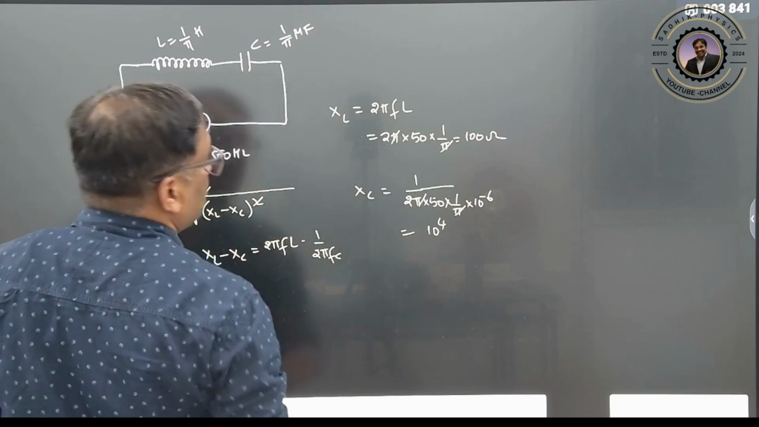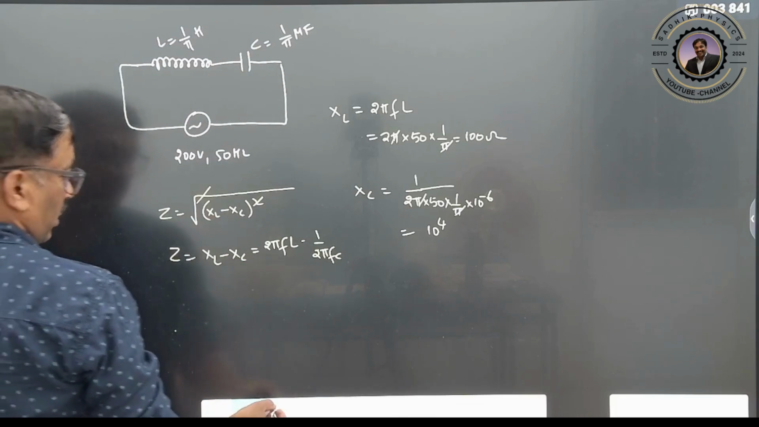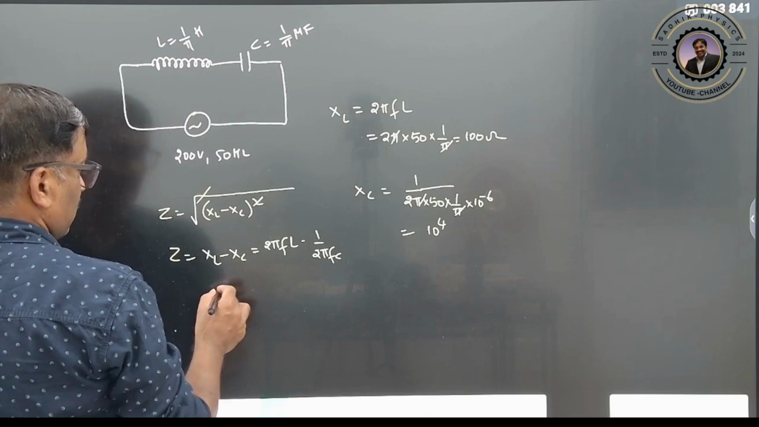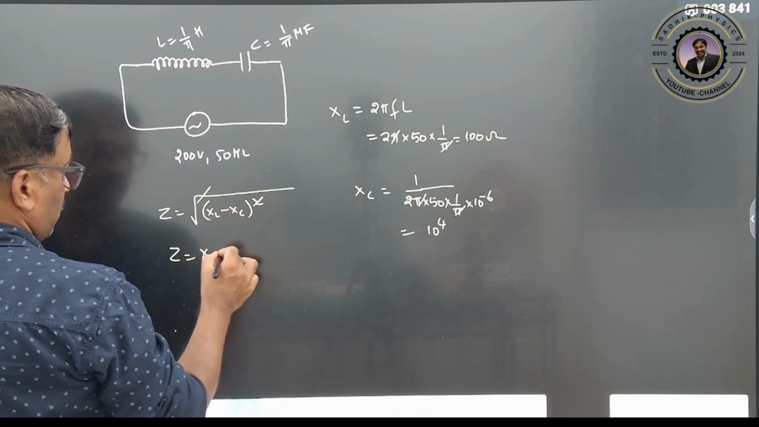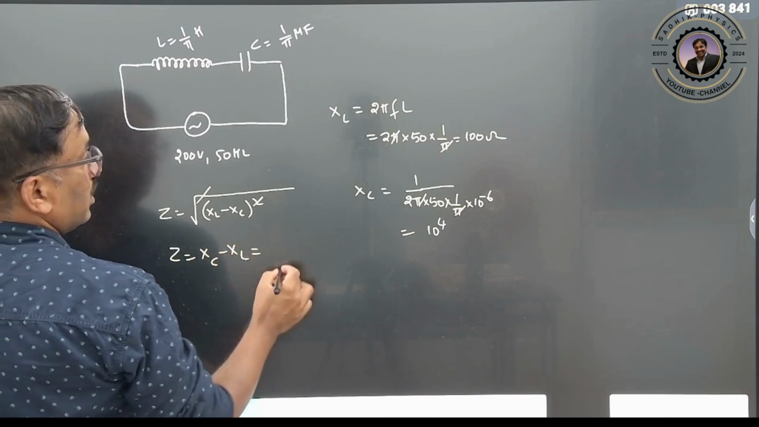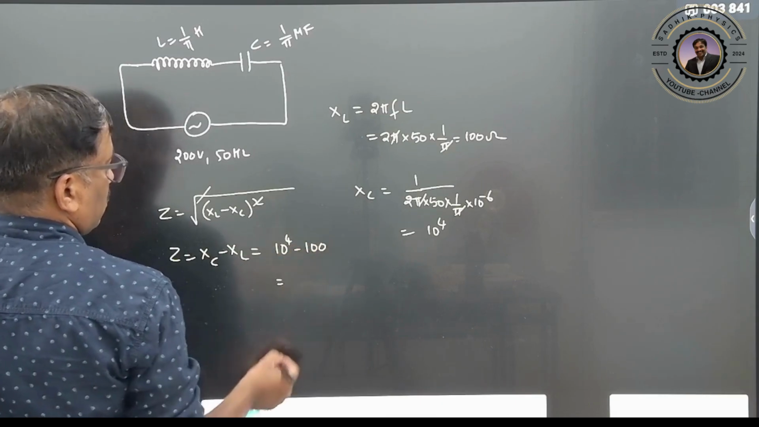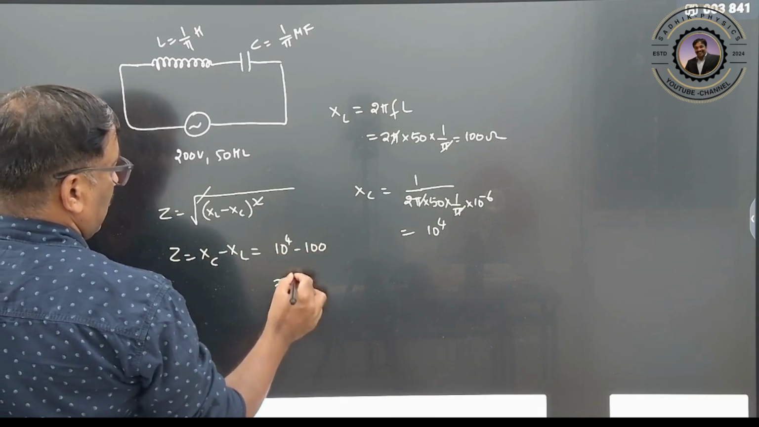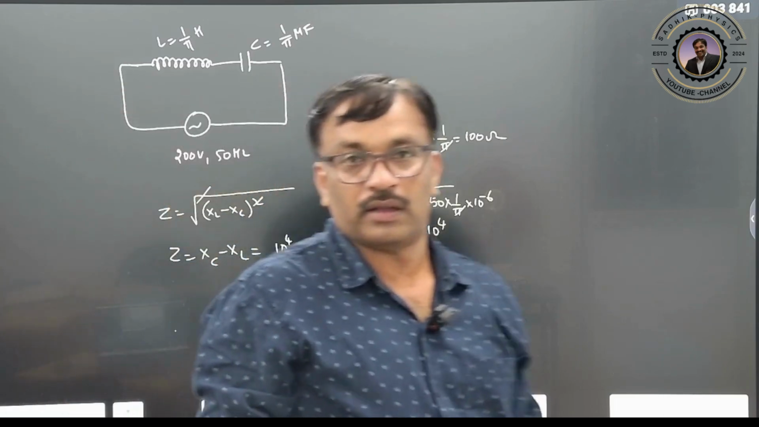So here XC is more dominating than this one, therefore you can rewrite it as XC minus XL, clear? So XC minus XL is nothing but 10 to the power of 4 minus 100, so 10,000 minus this one. This is nearly equal to 10 to the power of 4, clear?